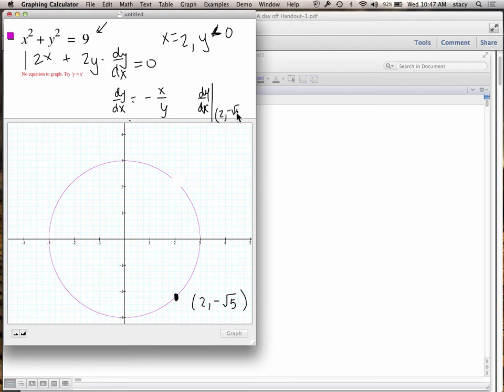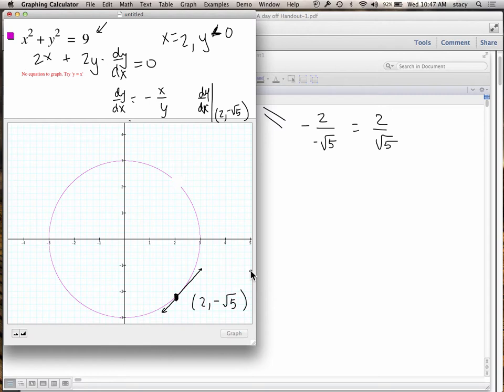So I'm going to write it this way: negative 2 over negative root 5. That gives us a positive value, which should align with our thinking. Because if you were just visually estimating, then you would sketch in some sort of tangent line, like so. It certainly has a positive slope, so that's a good start. Okay.